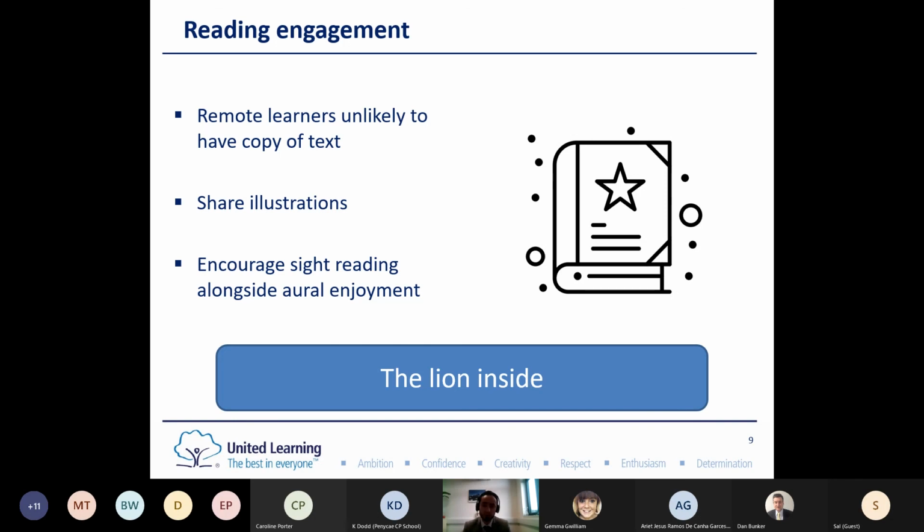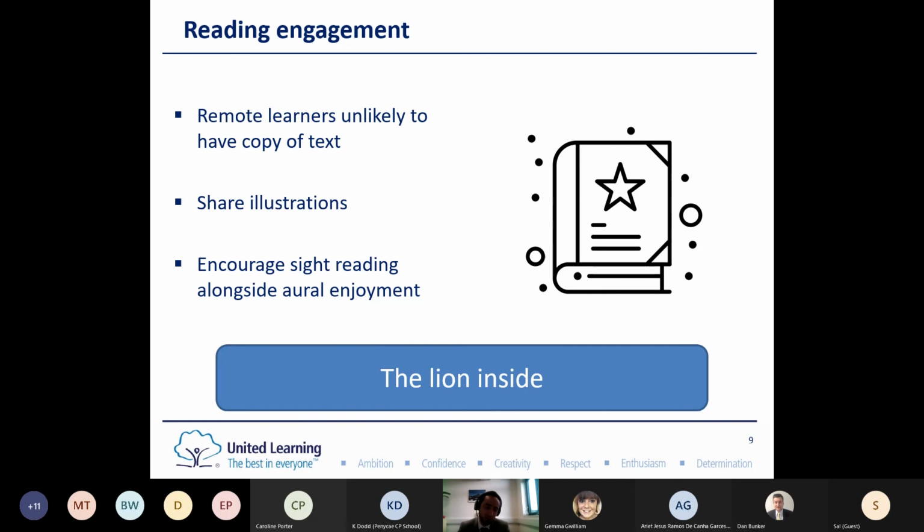and important in terms of encouraging sight reading. So you've got the oral enjoyment that not all children have. Not all children are lucky enough to have stories read to them at home, or text in general read to them. So they can enjoy the oral experience, as well as being encouraged to sight read various aspects of the text and begin to recognize words on sight rather than having to sound them out.